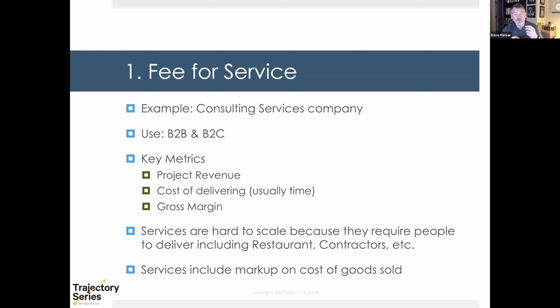So services businesses are super easy to bootstrap because your economic multiples are my project revenue, my hours billed, and my cost for delivering. So I have fundamentally the services business bill rates and pay rates. If I charge the customer $100 an hour, and I pay the consultant $50 an hour, I have 50% gross margin. So services, however, are hard to scale.